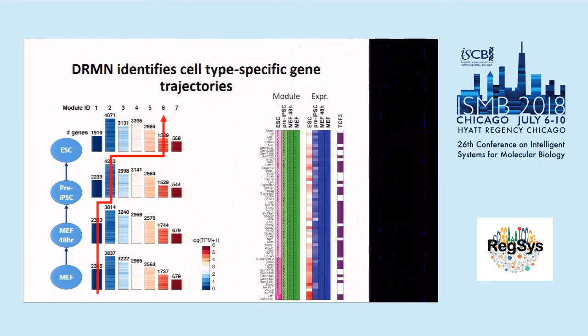One trajectory that we found included 49 genes that are very specifically expressed in embryonic stem cells. The heat map on the left shows the module assignments, where the pink colors are the high expressed modules and the green colors are lowly expressed modules. The heat map in the middle shows the expression levels. These genes are also strongly enriched for TCF3 at their promoters.